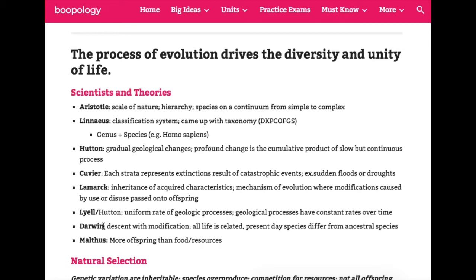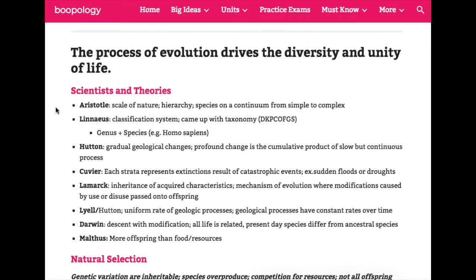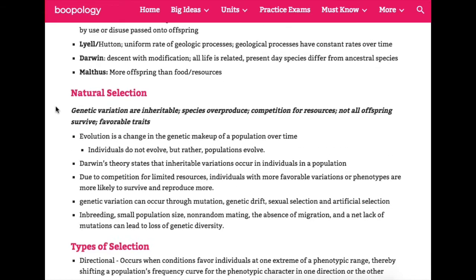And then you should also know about Darwin and his ideas about descent with modification. And all these theories kind of came together to form natural selection. This is when genetic variations are inheritable, species overproduce, there's competition for resources, and not all offspring survive. So the favorable traits are the ones that show up in populations. And evolution does not occur in the individual itself, but rather the population.